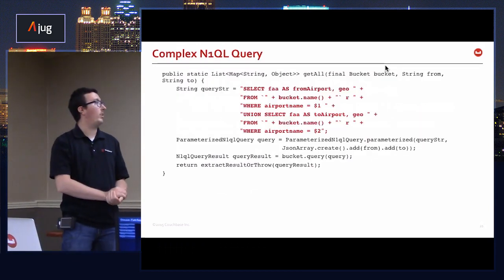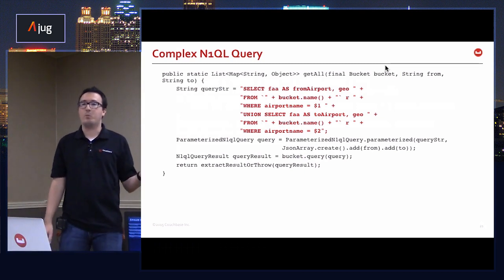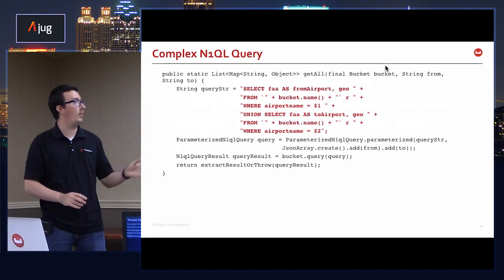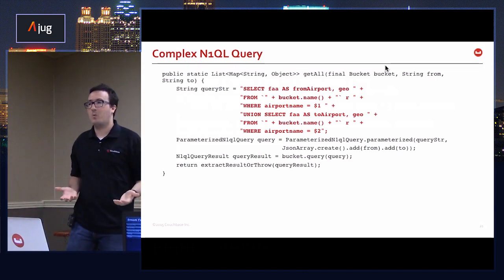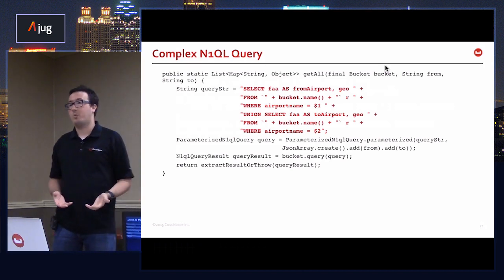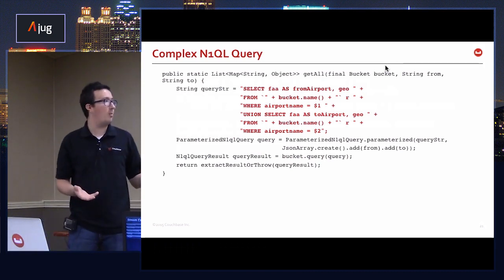Here's something a little more complex. In this case, we're doing a union here. We're unioning two data sets together. You'll also notice that the $1 and $2 exist. So we're doing a parameterized query, because just like relational databases, NoSQL can suffer from injection attacks as well. So we run this parameterized query.